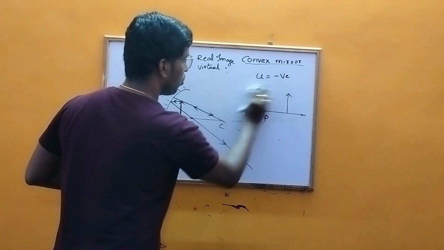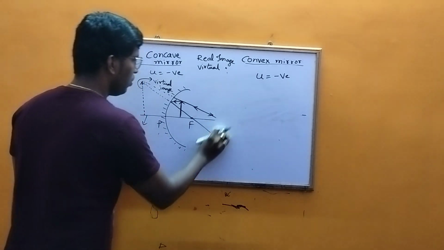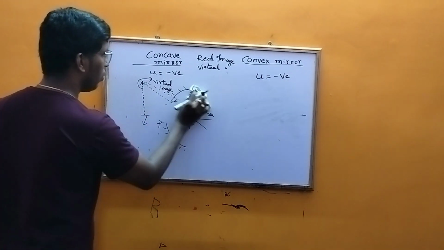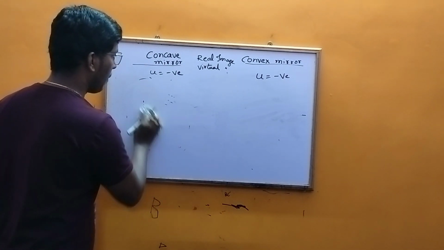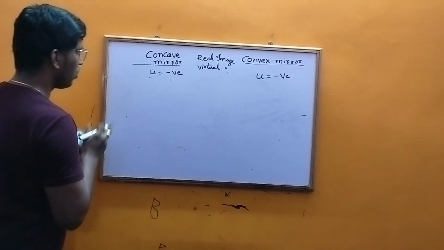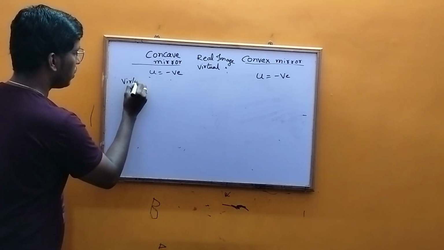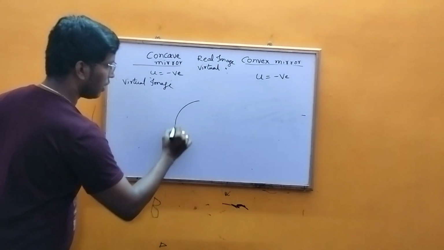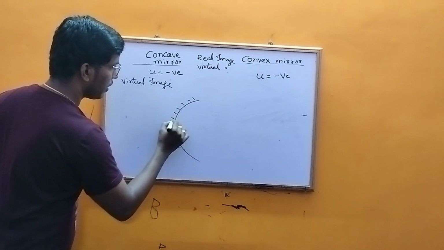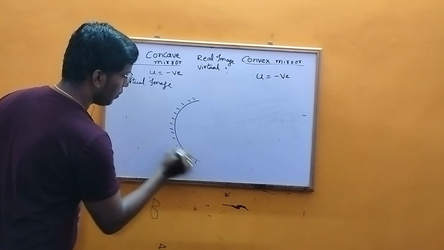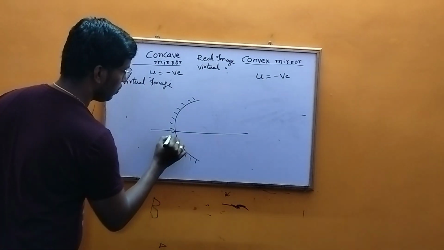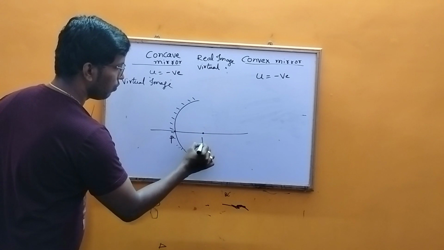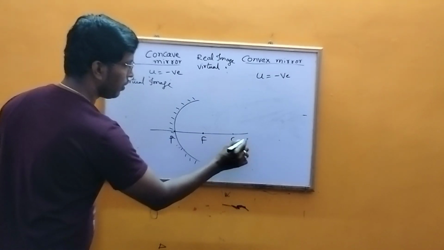Another condition I will show you. I will draw another ray diagram. We have seen that concave mirror formed the virtual image. Consider another condition for the ray diagram: concave mirror, principal axis, pole, focus point, center of curvature.